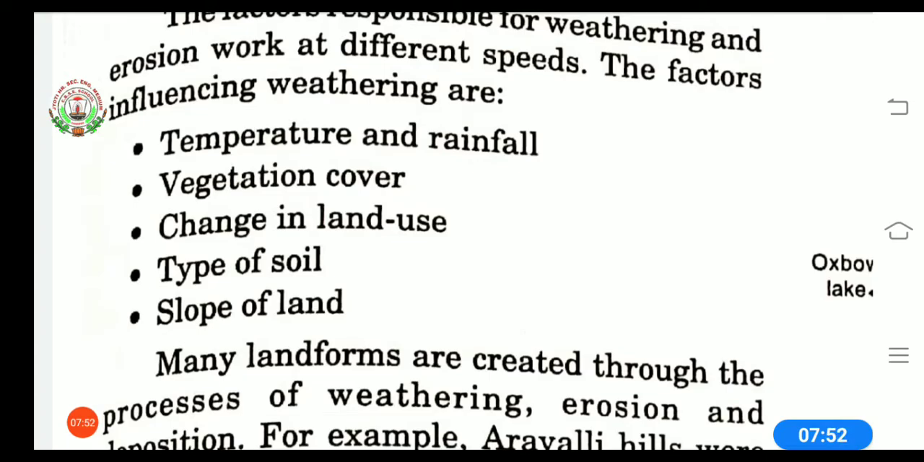Next, slope of land. When there is a slope, the slope will easily make the soil eroded. If wind is there, the wind will blow and erode the soil. If rainfall is there, the rainfall can easily flow away the soil. So slope of land is also a factor behind weathering and erosion.